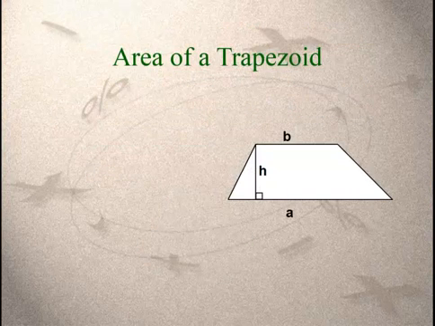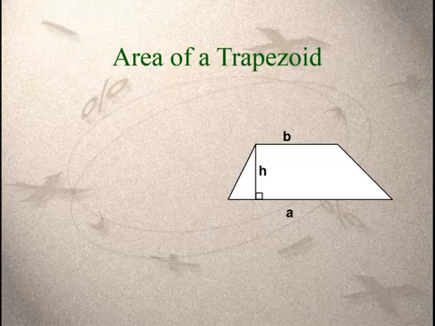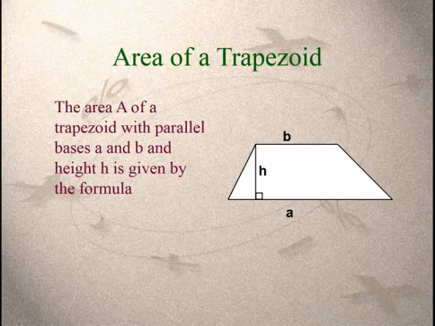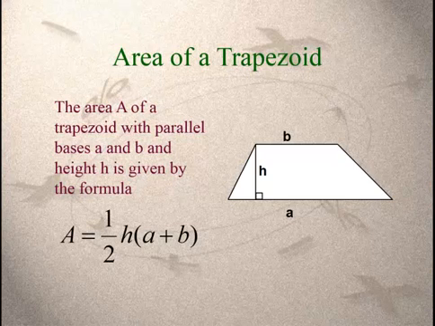Area of a trapezoid. Now, if you notice, all of these have something in common, that we're multiplying the base and the height. The area A of a trapezoid with parallel bases A and B and height H is given by the formula A is equal to 1/2 the height times the first base and the second base, A plus B.